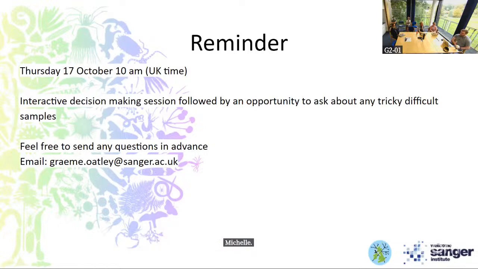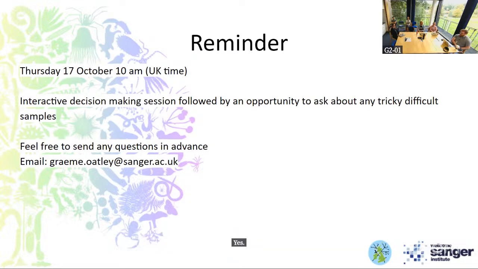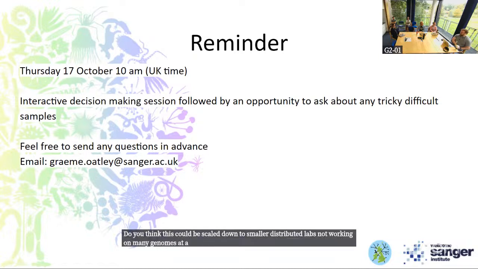Cool. Since the setup you're showing is pretty optimized for high throughput, do you have one or several Kingfishers? Yes, we have 2 Kingfishers. Do you think this could be scaled down to smaller distributed labs not working on many genomes at a time? What could be the difficulties, if any? Quite a big question, I imagine.